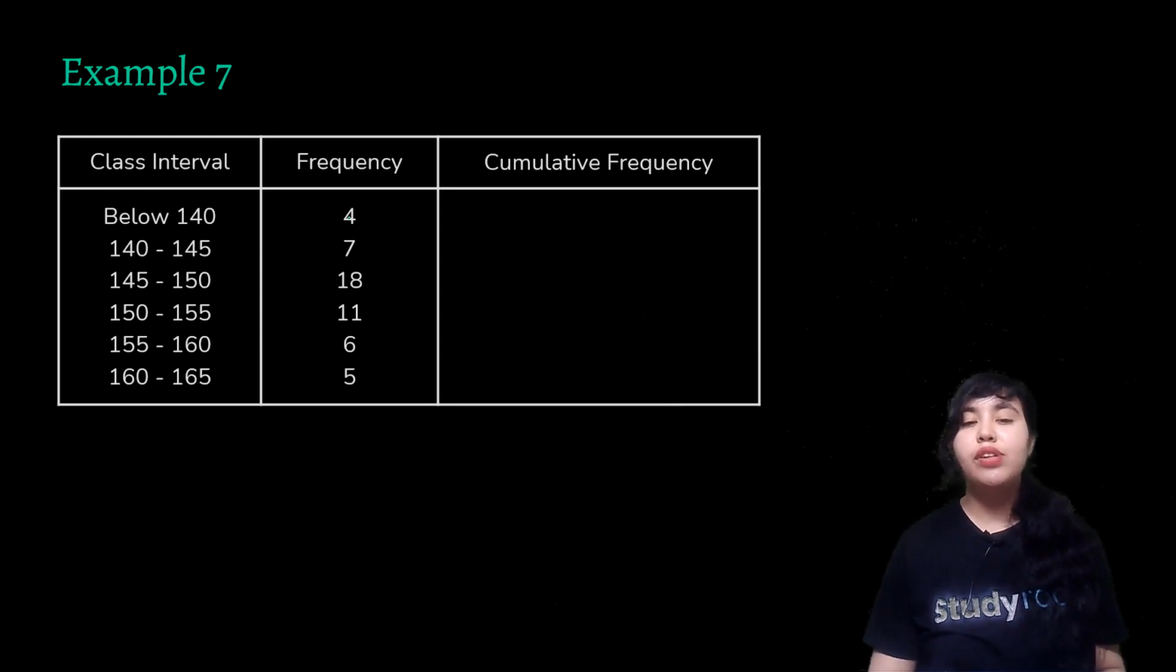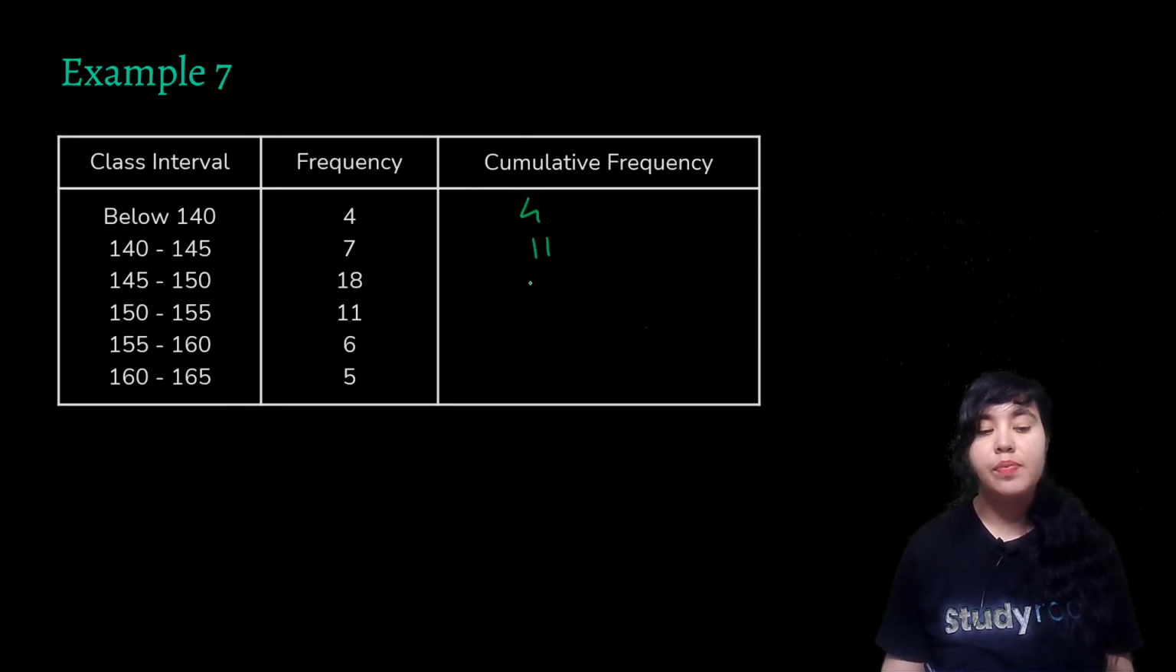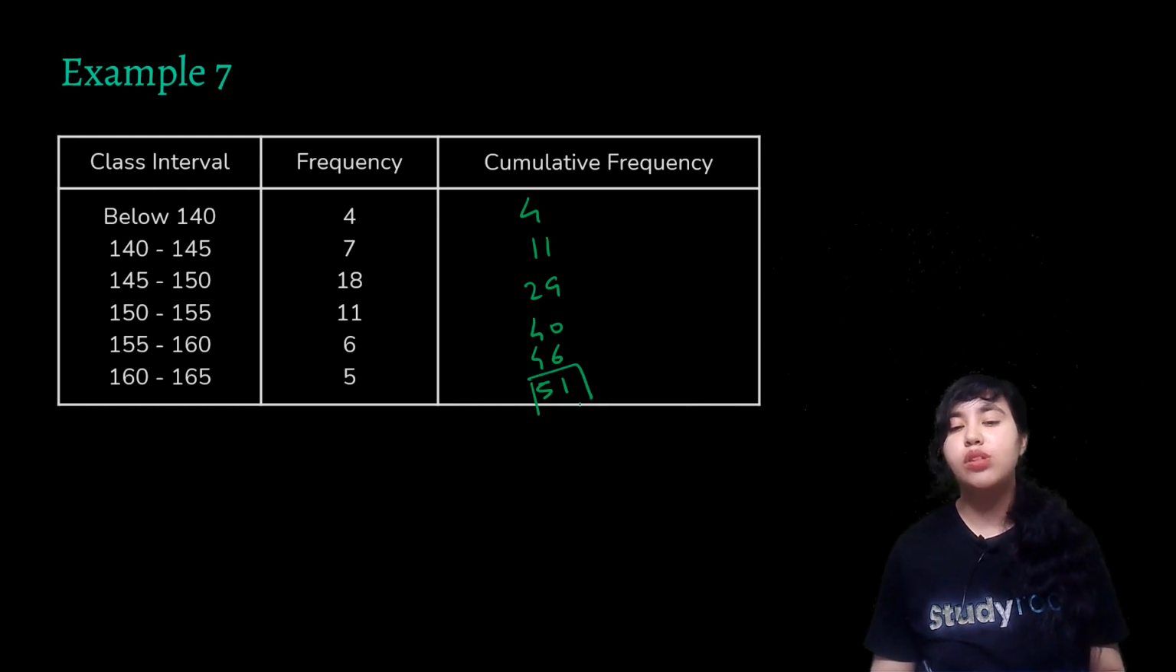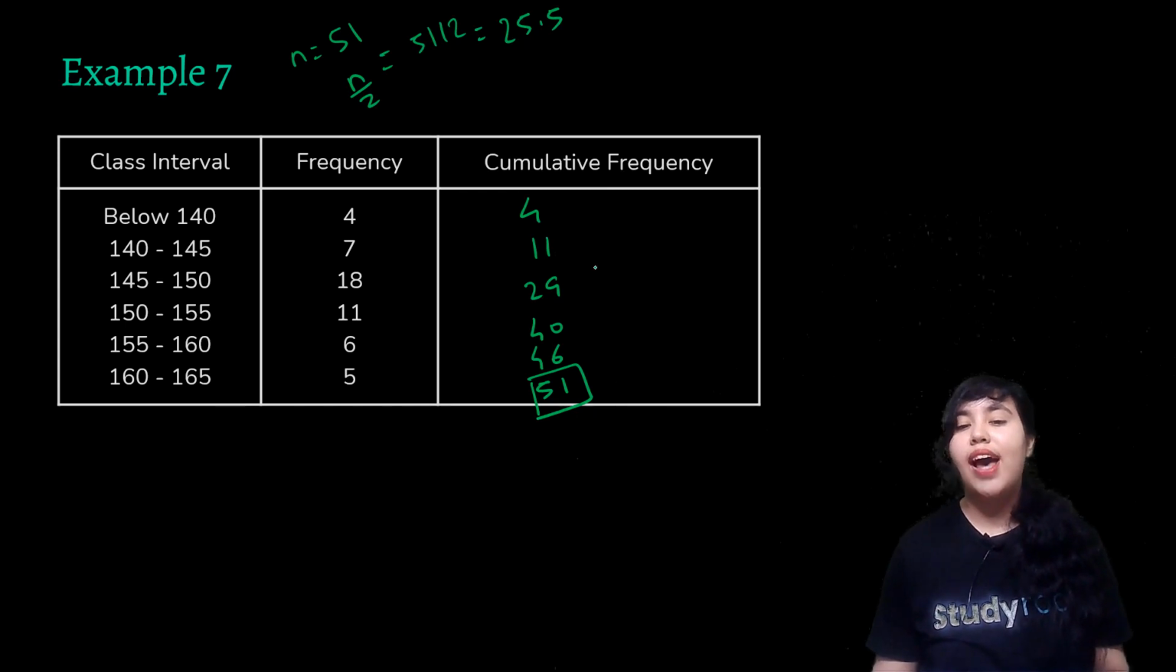So below 140 the frequency was 4, and the cumulative frequency, just refer to that example and copy them. The cumulative frequencies were 4, 11, 29, 40, 46 and 51. Now look at the last cumulative frequency, that is your n. So here n is equal to 51. But what is of interest to us? n by 2. That will be 51 by 2, that will be 25.5.